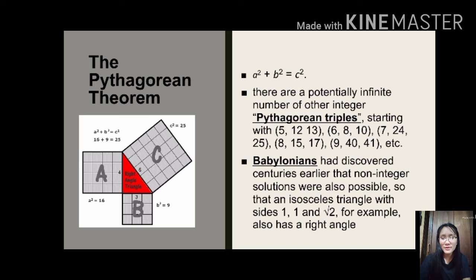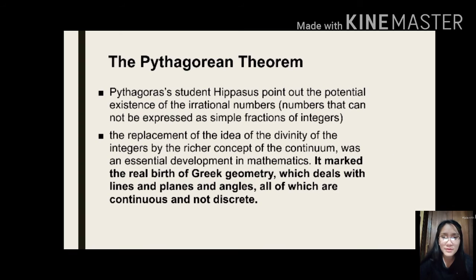What Pythagoras and his followers did not realize is that this also works for any shape. Hippasus, the student of Pythagoras, pointed out the potential existence of a whole new world of numbers, the irrational numbers. When he tried to calculate the value of the square root of 2, he found that it was not possible to express it as a fraction. Later on, Hippasus was drowned by his co-members for revealing his discovery. The replacement of the idea of the divinity of the integers marked the real birth of Greek geometry, which deals with lines and planes and angles, all of which are continuous and not discrete.